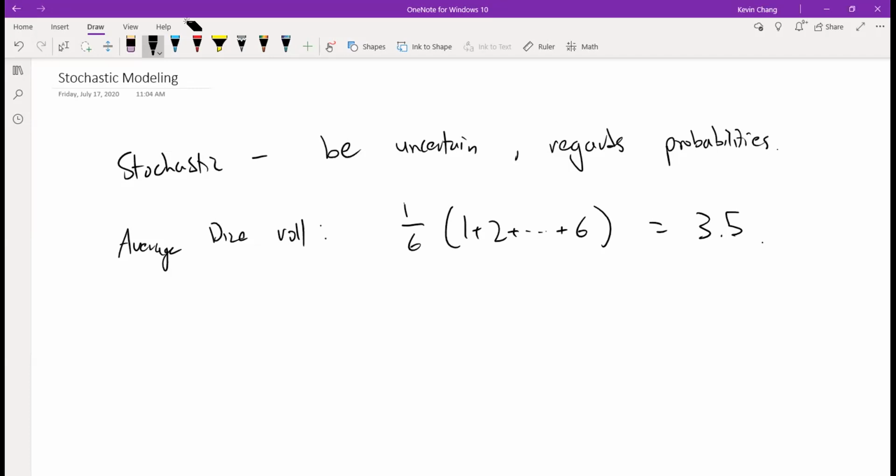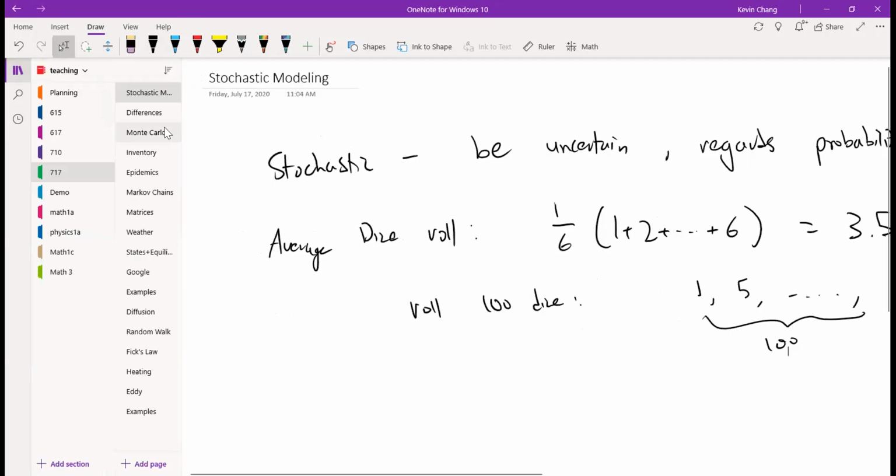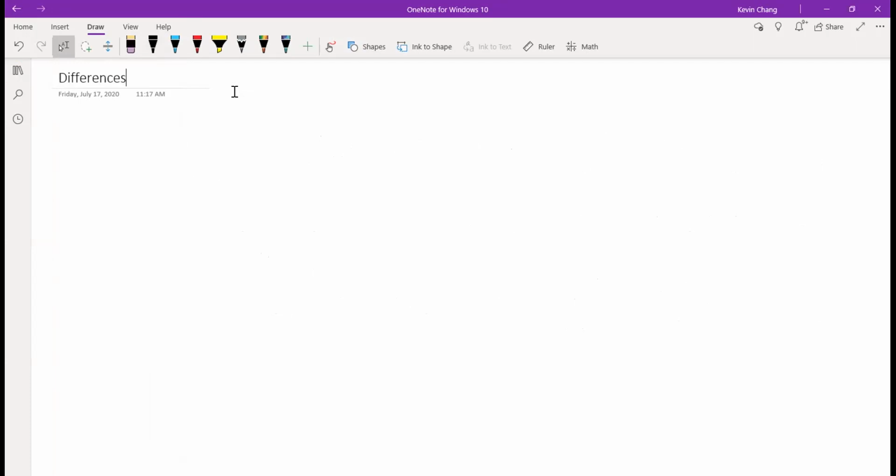But in stochastic models, maybe what we would do is roll 100 dice, and each time we would record what we get. Everything's random. Maybe we get a 1 the first time, maybe we get a 5 the second time, and so on until we have 100 dice rolls. Then we would take the average of all that data, and we'd get something approximately 3.5. So that's how a stochastic model would work. Of course, using random number generators is not the only stochastic method out there, but that's what we'll talk about first.